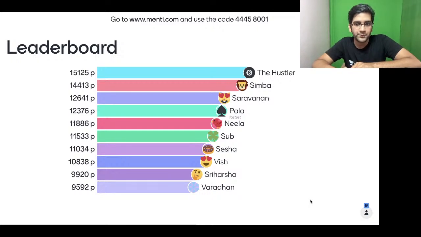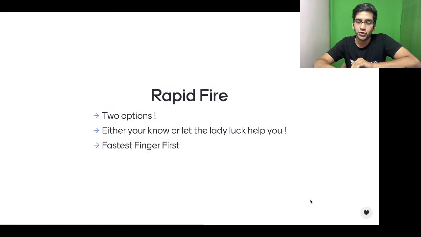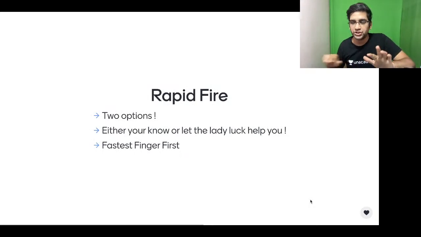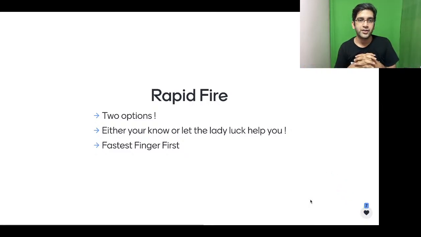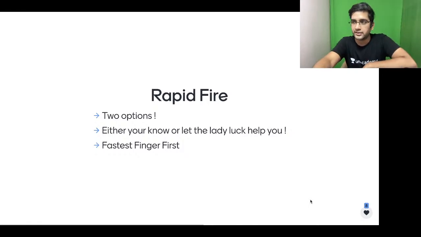Fine. Let's see, the last round is going to be totally based on how fast you answer. There'll be two options, and some questions might have three options. See, either you know the answer or you just leave it, right? Whoever writes fastest will get the correct answer. I think each question will have 15 to 20 seconds maximum. So if you know it, write it fast, but don't be so fast that you miss it by a silly mistake, fine? Let's start.